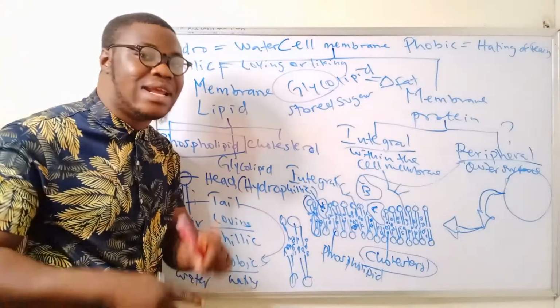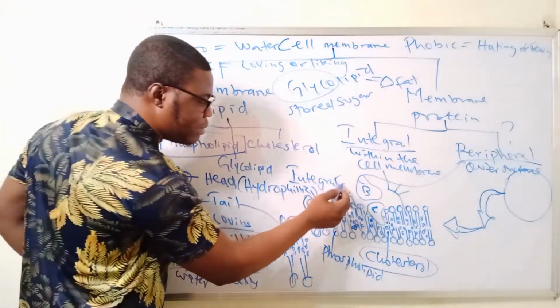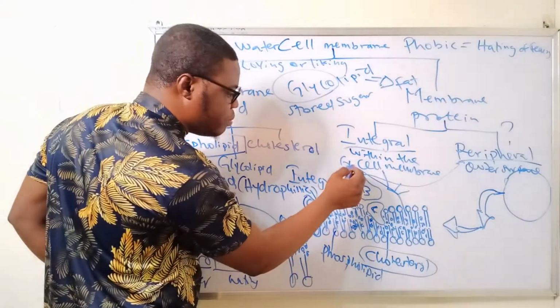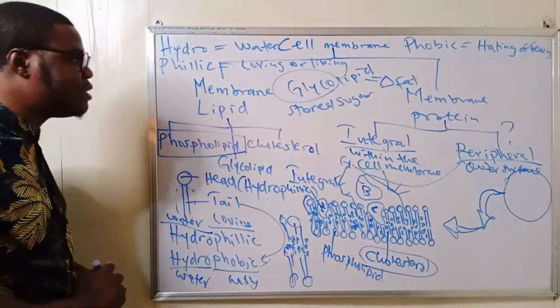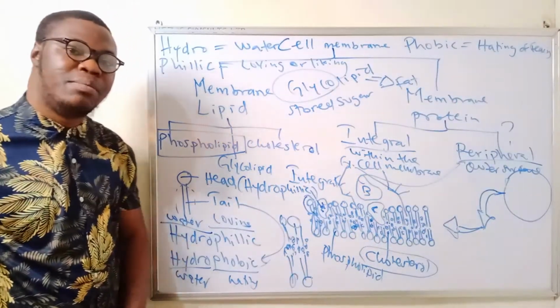As simple as that. And then they are found on the what? On the surface of the cell membrane. So, these are the glycolipid. I hope you get that. They are found on the cell membrane. But a quick recap.